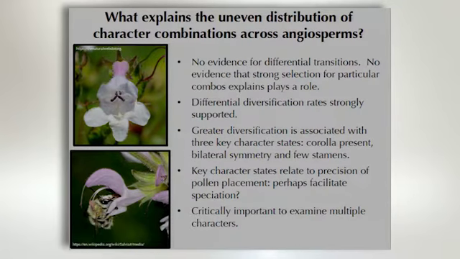With 3 key characters: corolla present, bilateral symmetry, and few stamens. And we argue that these 3 character states relate to the precision of pollen placement and perhaps facilitate speciation. So let me back up and explain this a little. You'll notice that corolla present is part of these 3, which suggests that bilateral symmetry of the corolla is much more important than when bilateral symmetry is contributed by any other of the flower characters.